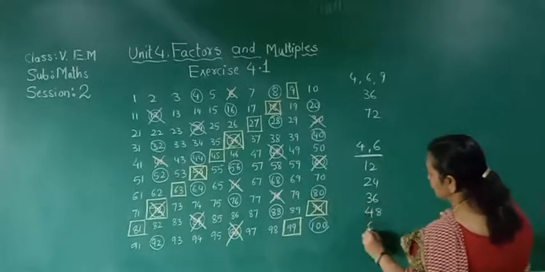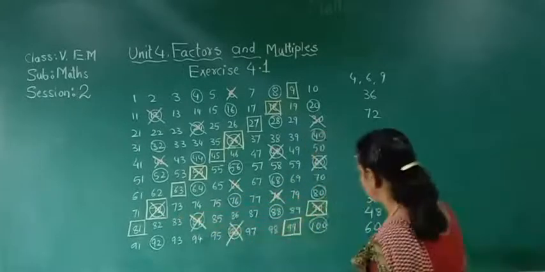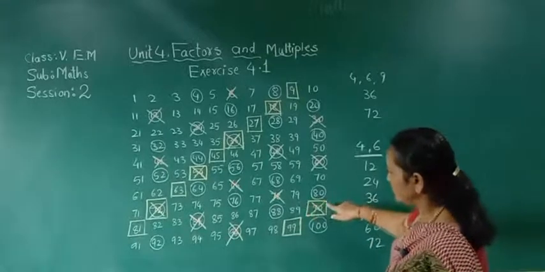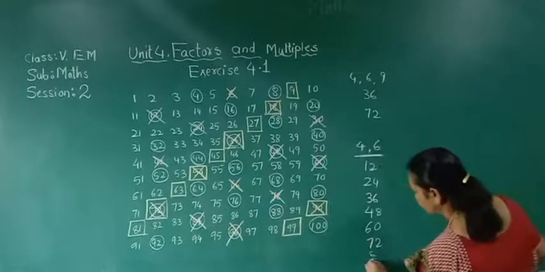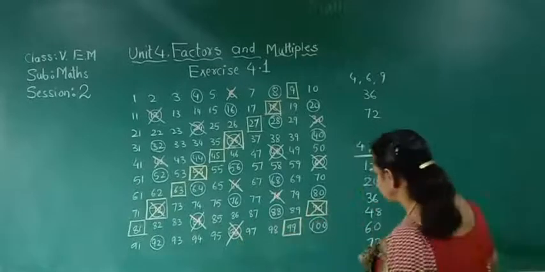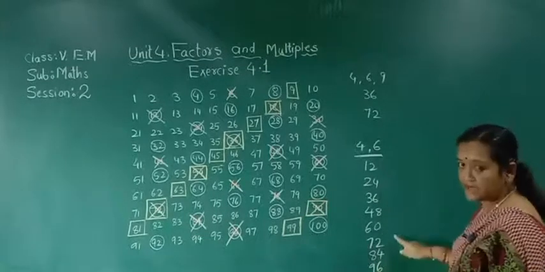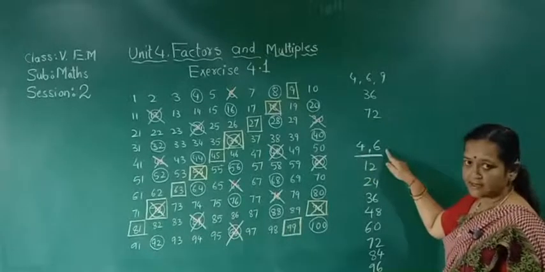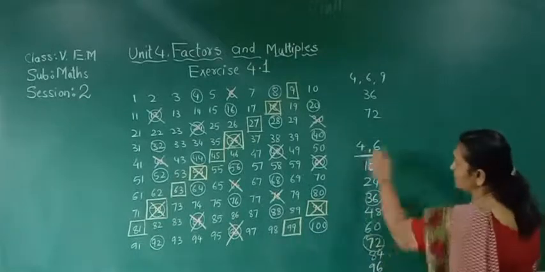Then 60. After 60 it is 72. Then it is 84, isn't it? 84, and the last one is 96. See here, these are the numbers which are multiples of 4 and 6. So here 36 is common in both, 72 is common in both here.